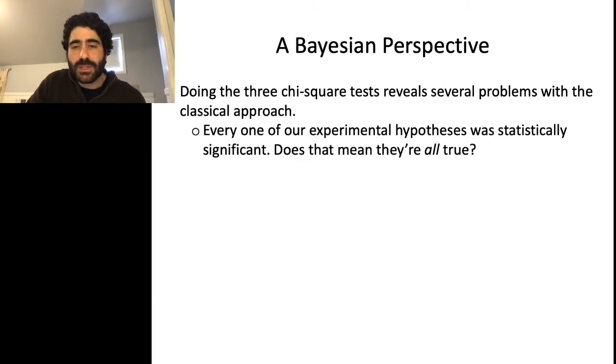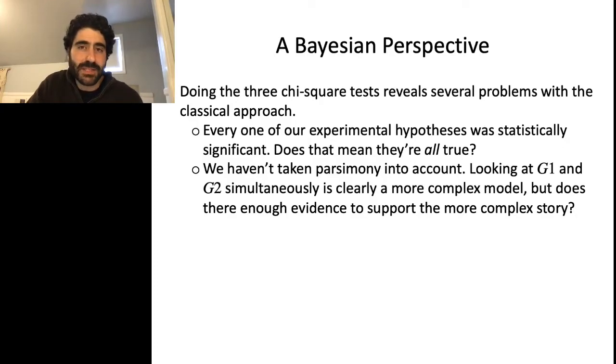So the question is, what does this actually mean? What if we actually wanted to use this as a model in real life? Which one should we use? We rejected the null for all of them. Does that mean that all of them are true? And we also haven't taken the complexities of these models into account. The G1 and G2 model, adding both genes, is always going to improve our fit for any sample, but we don't know whether it's actually going to help in the population.